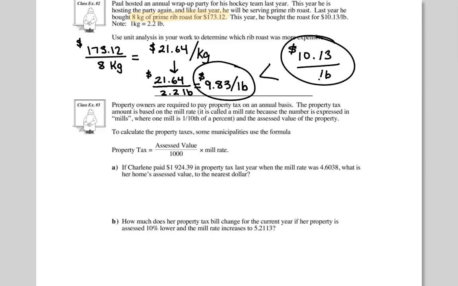So you have to be able to read, and then you have to apply a formula. Let's go through this, and hopefully we understand what they're talking about. Property owners are required to pay property tax on an annual basis. So every year, if you own a property, you have to pay tax. The property tax amount is based on something called a mill rate, where 1 mill is 1/10%, and the assessed value of the property. They use this formula here, so I think all we have to do is use this formula, and hopefully we're safe.